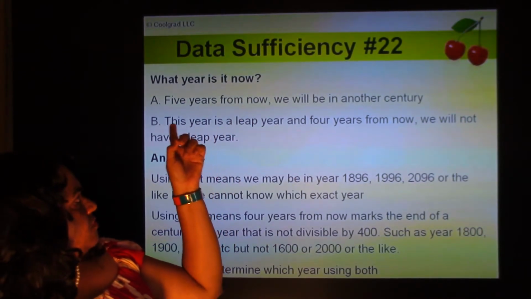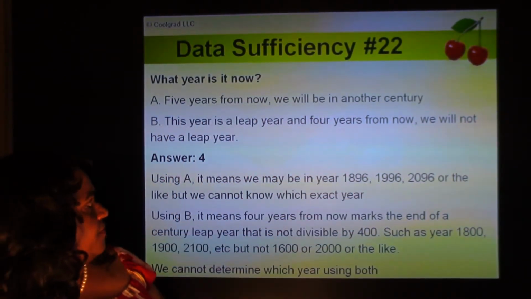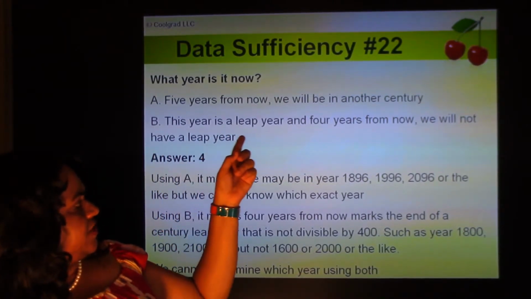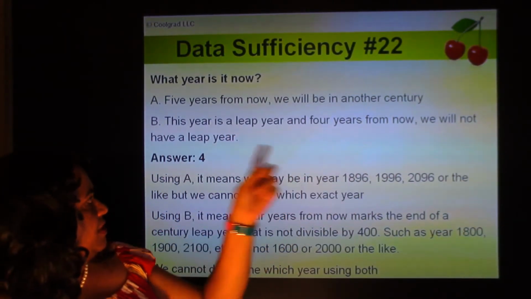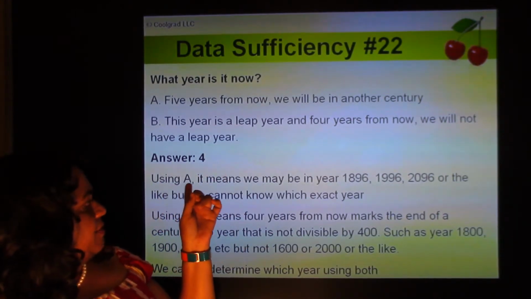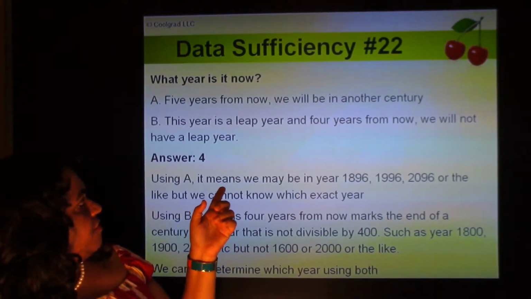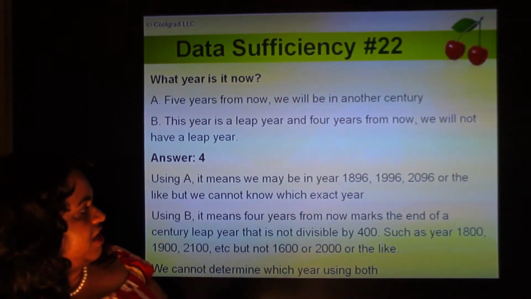What year is it now? Statement A. 5 years from now, we will be in another century. Statement B. This year is a leap year, and 4 years from now, we will not have a leap year. So using statement A alone, it means 5 years from now, we'll be in another century.